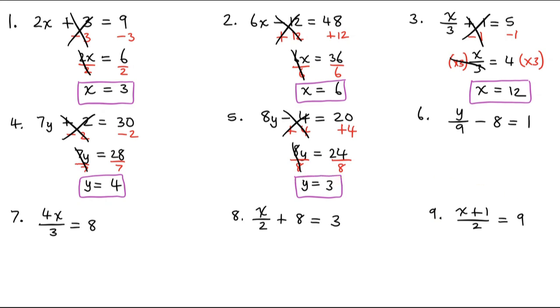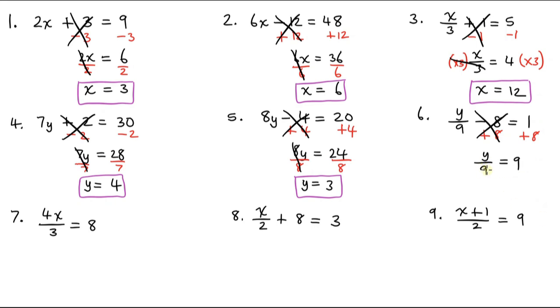Okay, question number 6. y divided by 9 minus 8 equals 1. So I want to get rid of this negative 8 first. If I add 8 to both sides, that will get rid of that. So we're left with y over 9 on the left. These cancel out. And then on the right, 1 plus 8 is equal to 9.